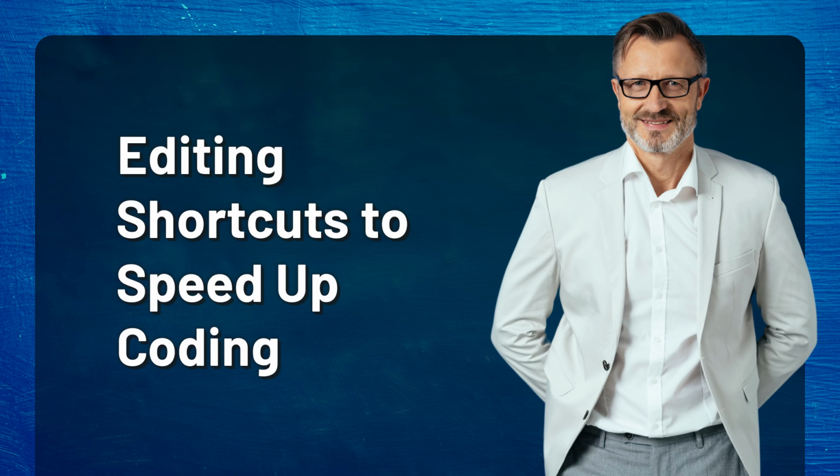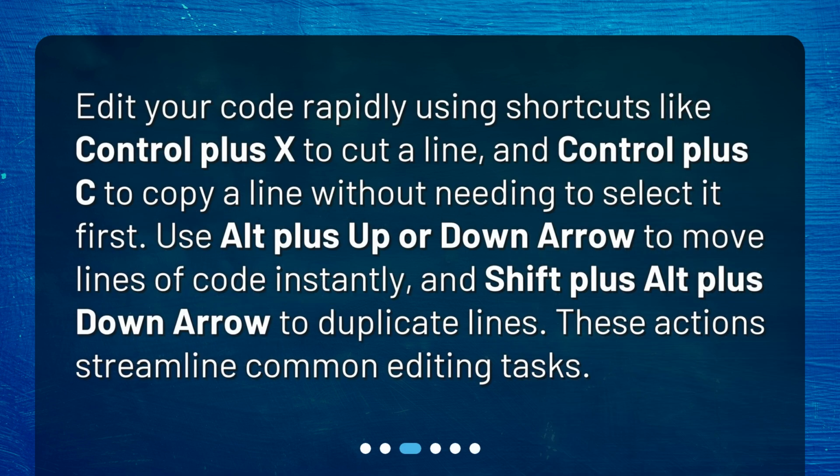Editing shortcuts to speed up coding. Edit your code rapidly using shortcuts like Ctrl+X to cut a line and Ctrl+C to copy a line without needing to select it first. Use Alt+up or down arrow to move lines of code instantly, and Shift+Alt+down arrow to duplicate lines. These actions streamline common editing tasks.